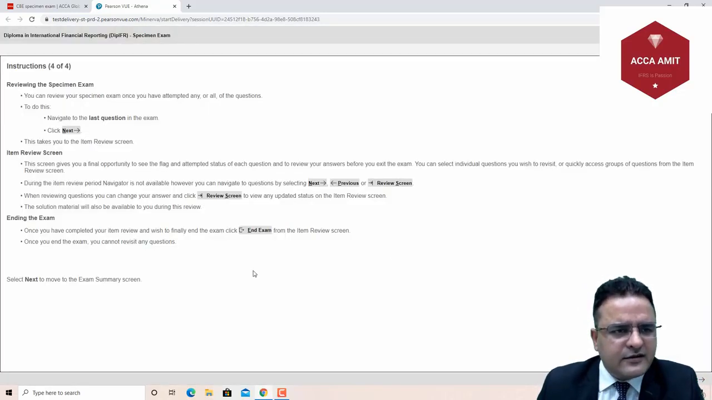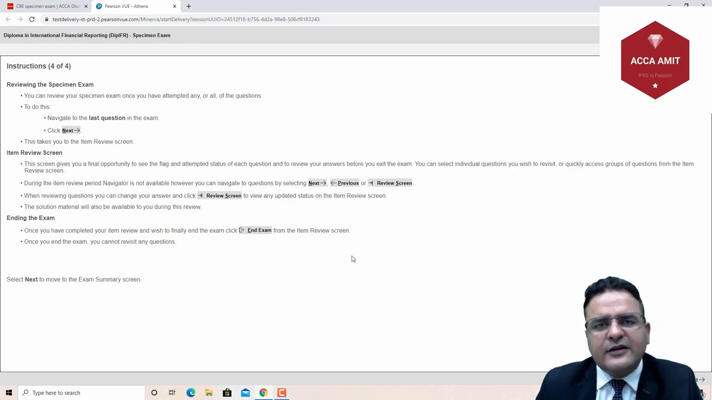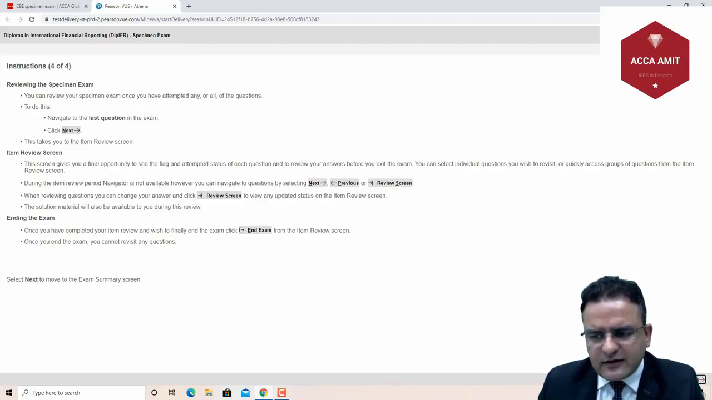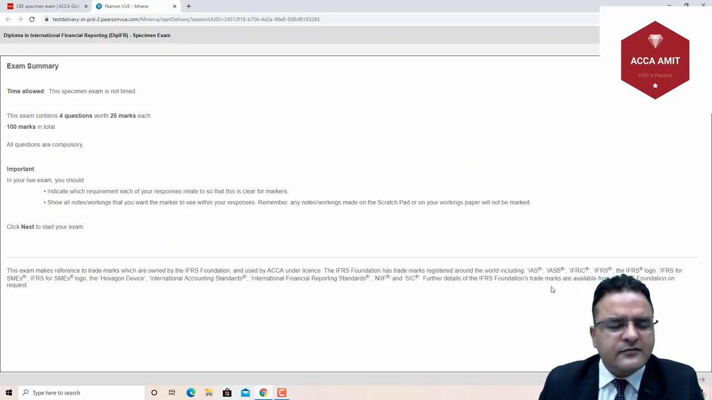So we'll review this specimen exam through calculations. When you are appearing for this, you can attempt all the 4 questions. You'll be able to review whether you have done all the questions in completion. You can flag them, and you can always come back to them. There are navigation panes which can help you to move between question 1 to 4. There are 4 questions, each of 25 marks, and the minimum pass marks are 50.